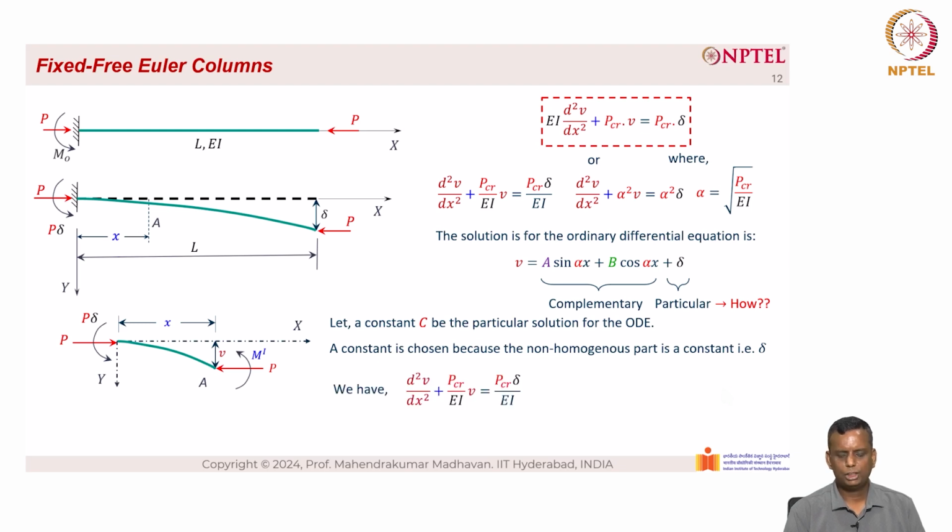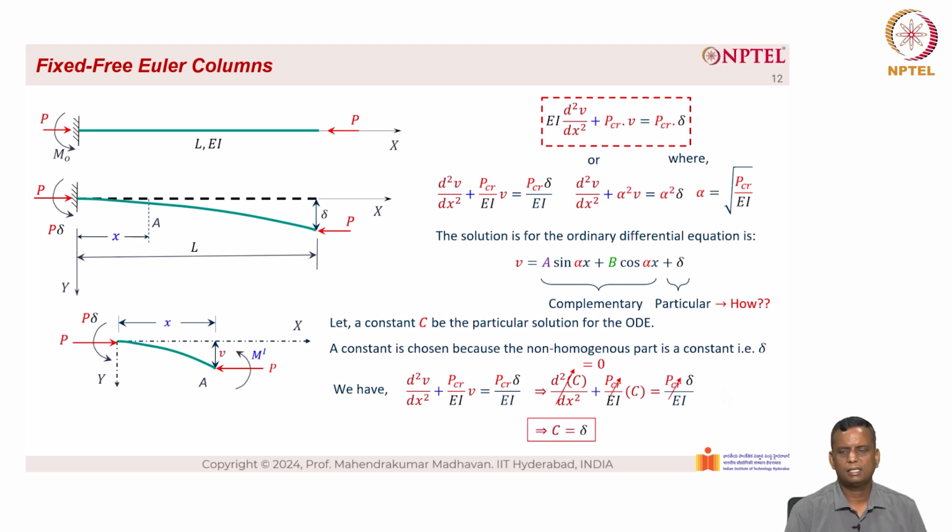So we have d square v by dx square plus P critical by EI into v is equal to P critical into delta by EI. Substituting C for v, we have d square C divided by dx square plus P critical by EI into C equal to P critical into delta by EI. Since C is a constant, the first term d square C by dx square becomes 0. And then for the remaining terms, P critical is common on both sides and EI is also common on both sides.